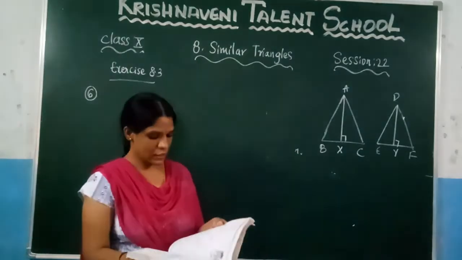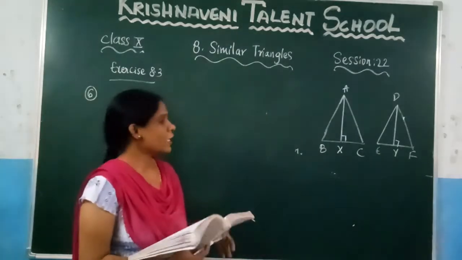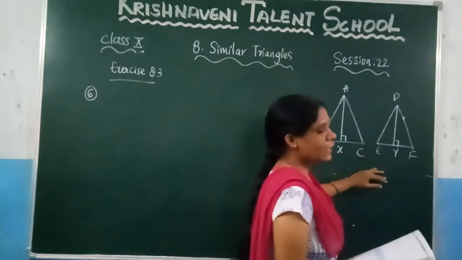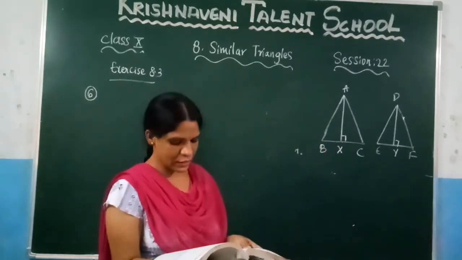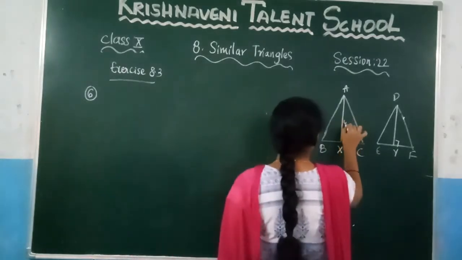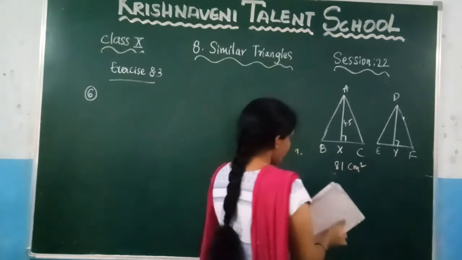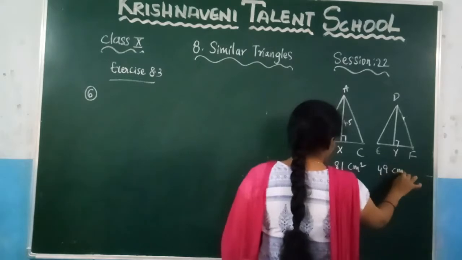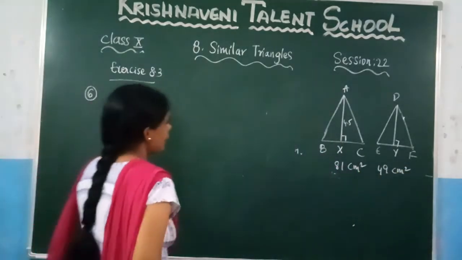So what is given here? They have given the areas of the two similar triangles. The bigger triangle area is given as 81 and the smaller triangle area is given as 49. And after that they have given the altitude of the bigger triangle, which is 4.5. This area is 81 centimeter square and this area is 49 centimeter square. So this is the data they have given.